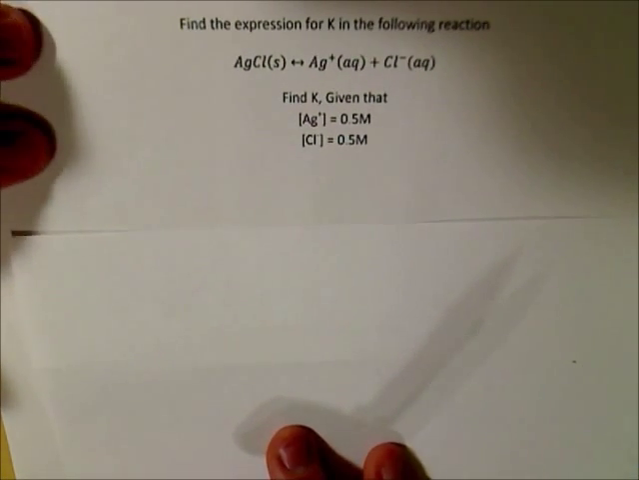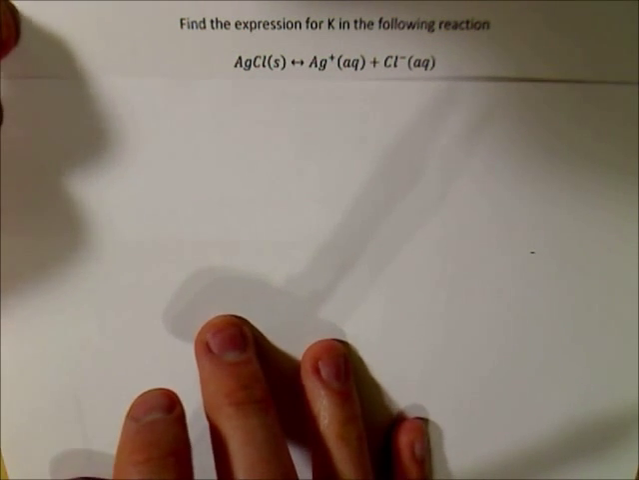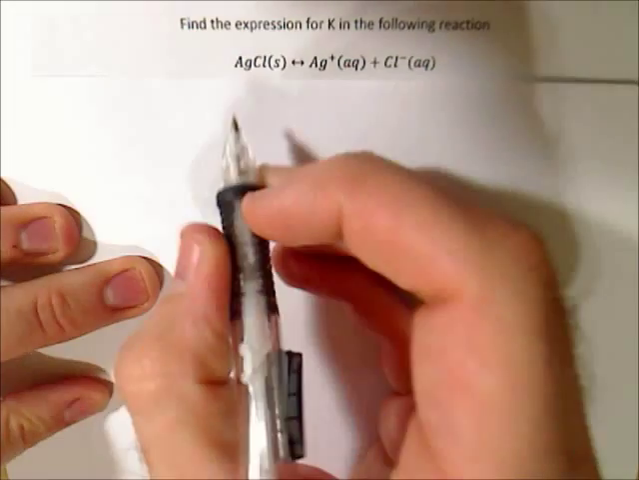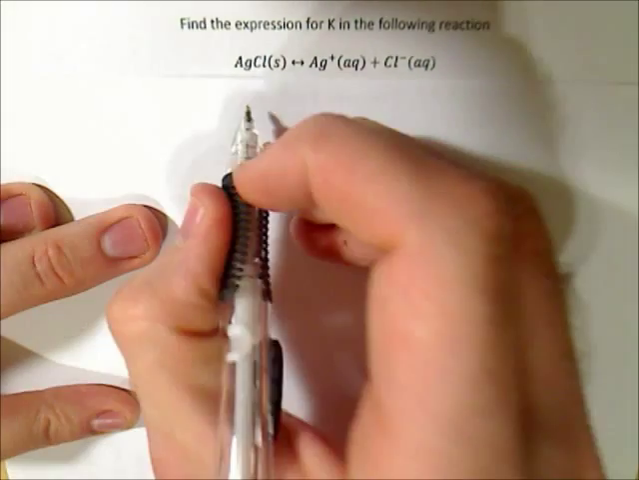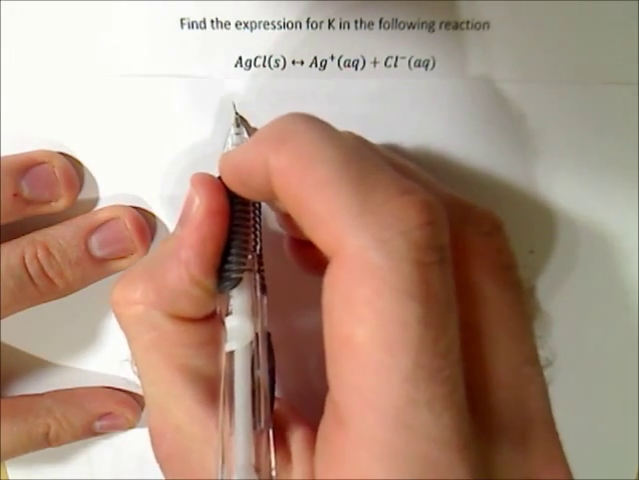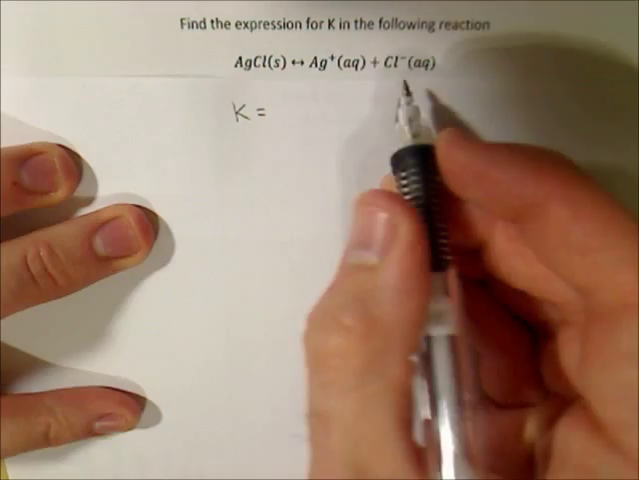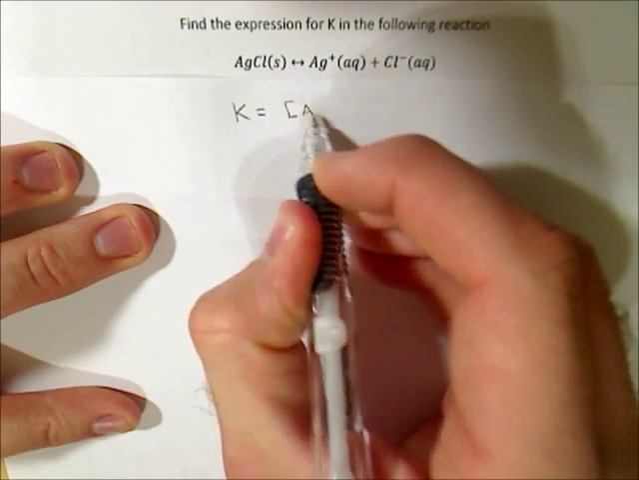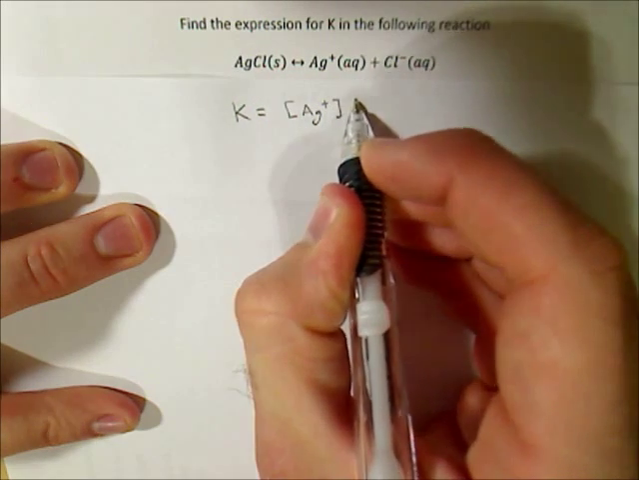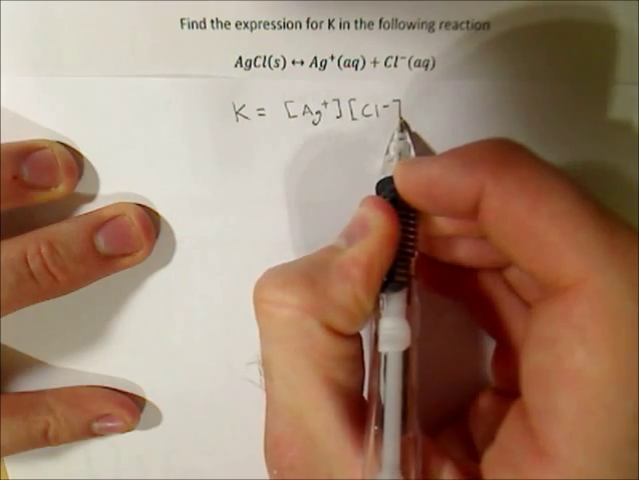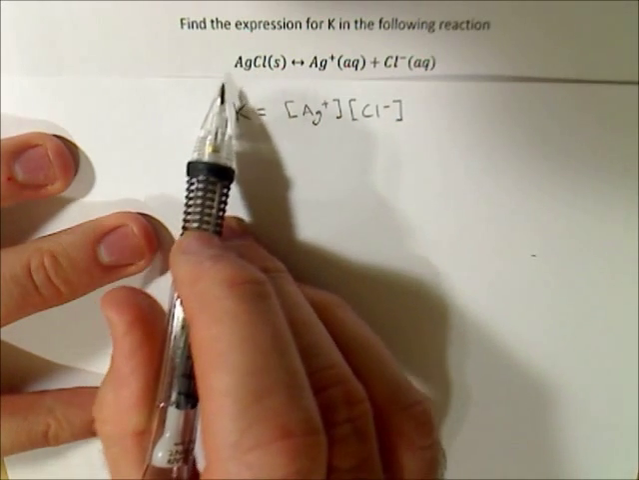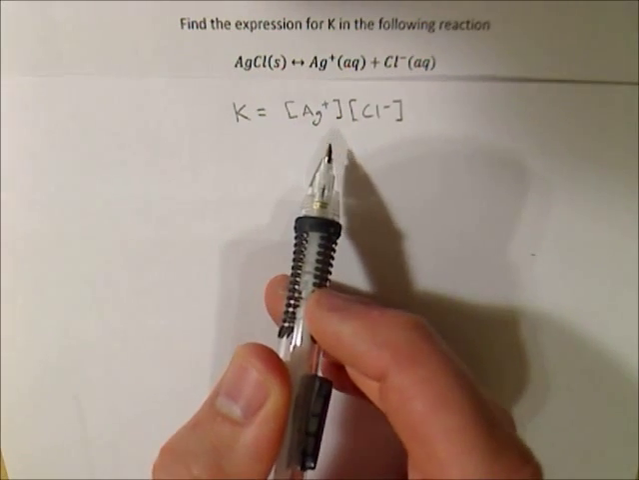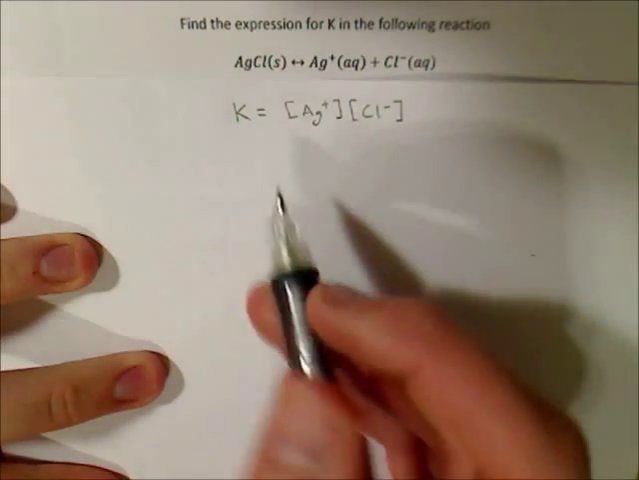Okay, the next problem we can do is we want to find the expression for this reaction. So we can start it the exact same way we did before, checking to see if it's balanced. In this case it already is balanced for us, so we don't need to do anything there. So we write our K, products over reactants. And in this case, our reactants are solids, and solids don't appear in the equilibrium constant. So we don't have to write anything.